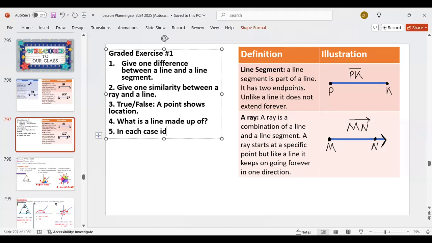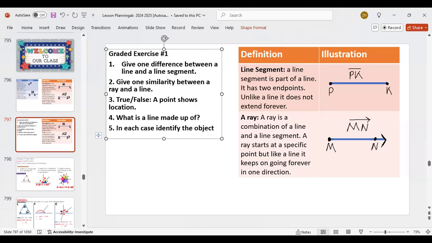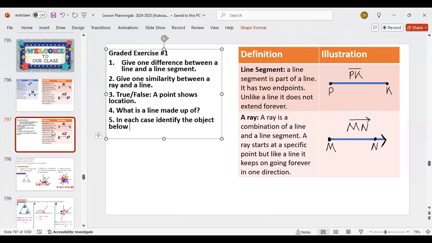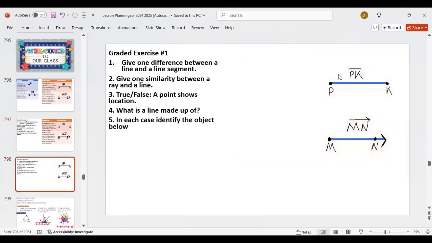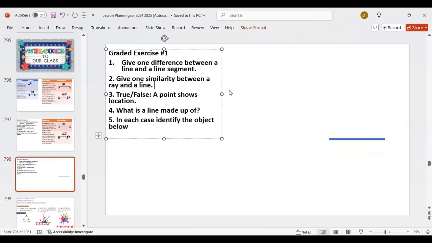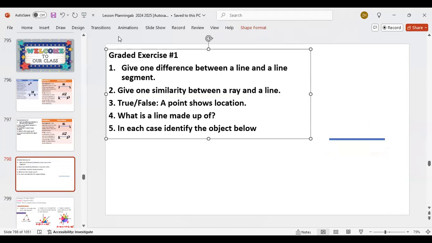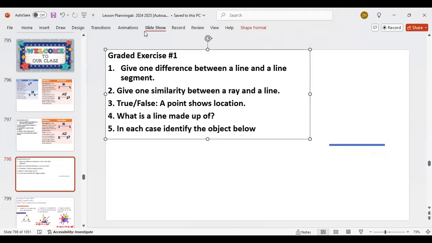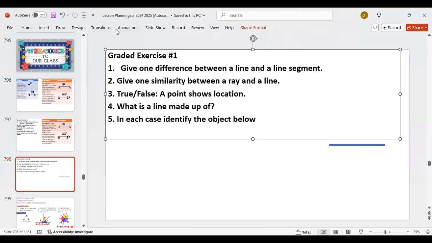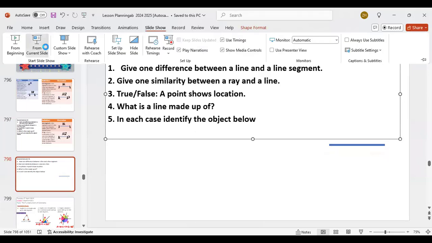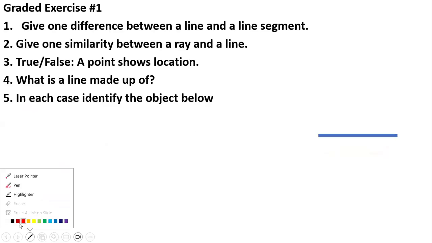identify the object below. So I have to move this one. I have to move the orange side. Sorry for those who haven't had that yet, I have to move it. So in each case, I want you to tell me what object it is. All right. Let me put this all the way so I get enough space. Okay, good. So tell me what object it is that I have.